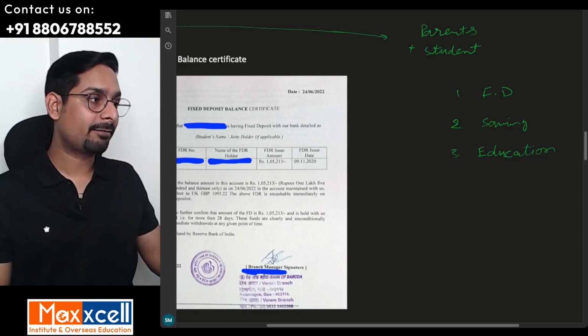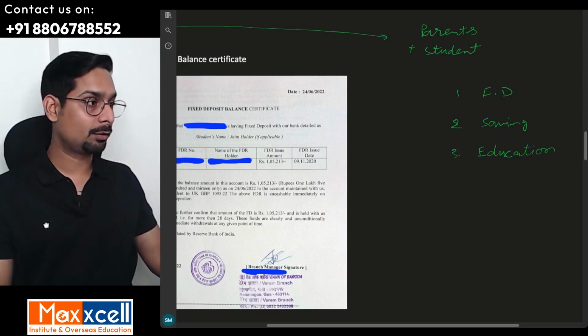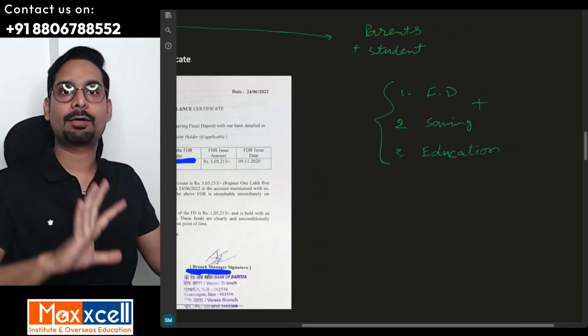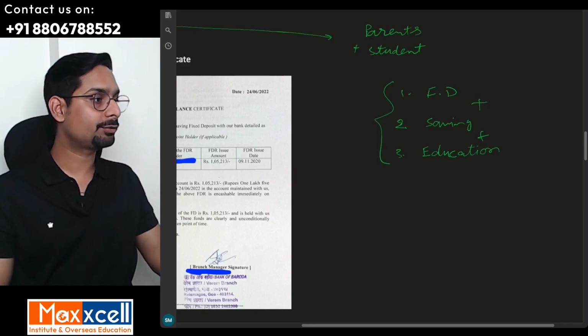Now this FD, saving bank account, or education loan, please don't get confused. It can be either one of them, or it can be addition of all three also. You need to show total funds.